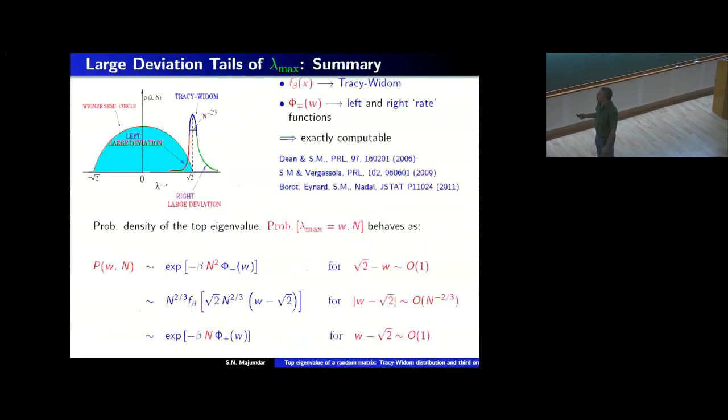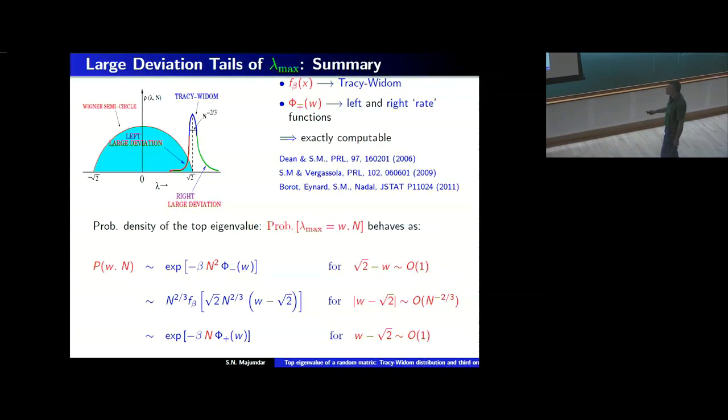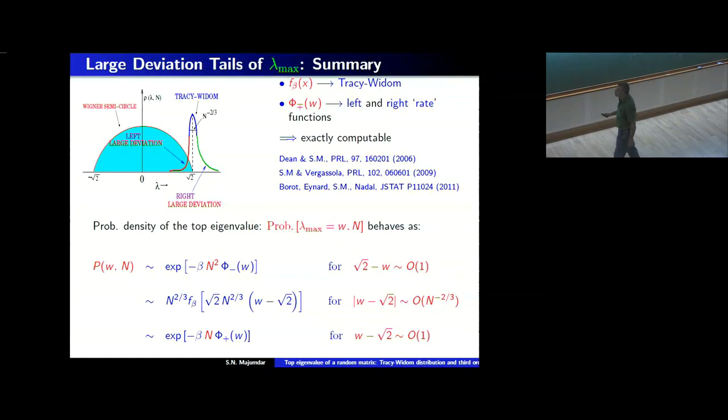In fact, if you look at the distribution P of lambda max, it has three different behaviors. The typical regime, when W minus root 2 is of order n to the power minus 2/3, is given by the Tracy-Widom function, which is the blue part of this curve, the central peak. But then there's this red left large deviation, when root 2 minus W is of order 1, to the left of root 2. There it goes like exponential minus beta n squared times some rate function phi minus of W. And it's easy to understand why it is n squared. I'll come back in a minute. On the other hand, when W minus root 2 is of order 1, that is, you are looking at this green tail on the right side, it's asymmetrical. It goes like e to the minus beta n times some other function phi plus of W.